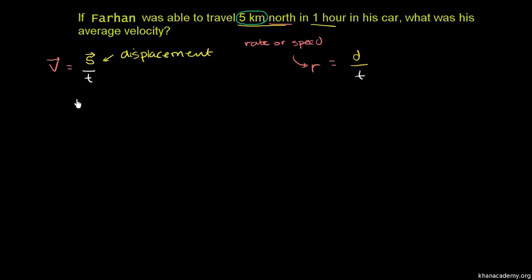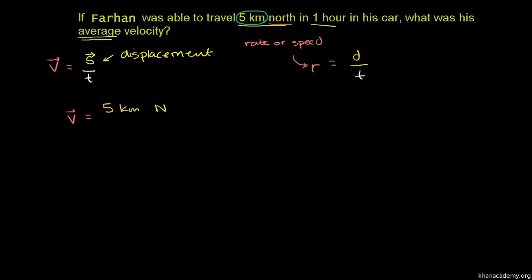Now, with that out of the way, let's figure out what his average velocity was. And this keyword average is interesting because it's possible that his velocity was changing over that whole time period. But for the sake of simplicity, we're going to assume that it was a constant velocity, or what we are calculating is going to be his average velocity. But don't worry about it. You can just assume that it wasn't changing over that time period. So his displacement was 5 kilometers to the north.